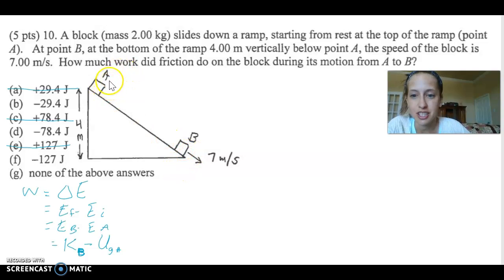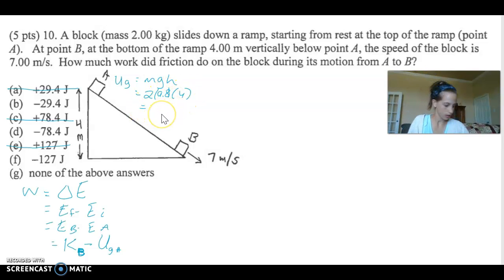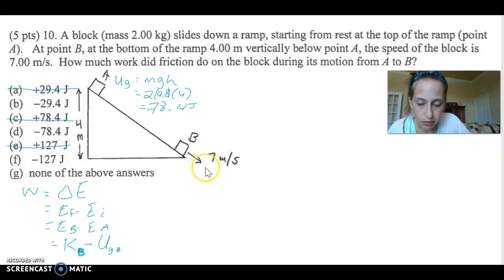Okay, so let's see how much energy we have here. That's all gravitational. That's mgh. The mass is 2, gravity is 9.8, the height is 4. So 4 times 9.8 times 2 is 78.4 joules.